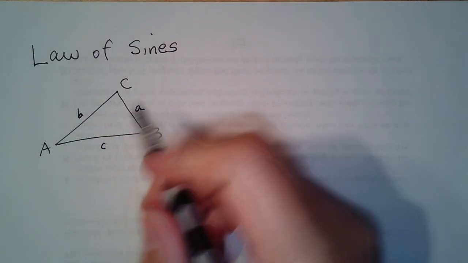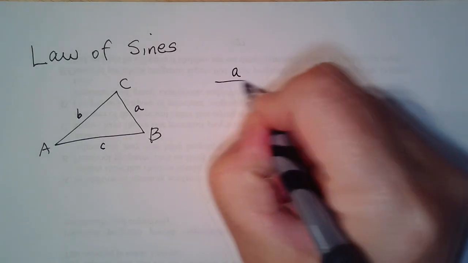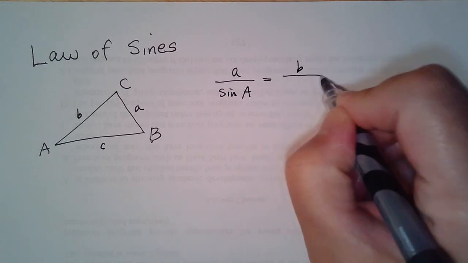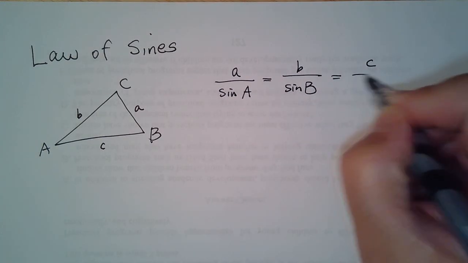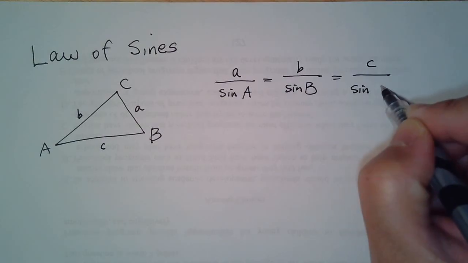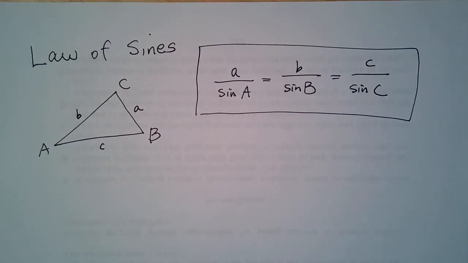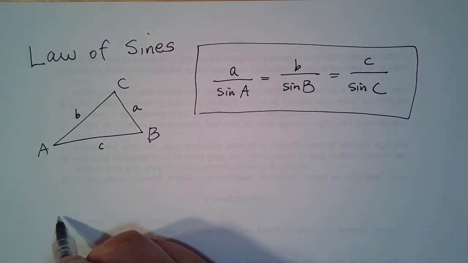Now the law of sines says this: a over sine A equals b over sine B equals c over sine C. So it's kind of easy to remember. If you want to prove it, it's fairly simple.